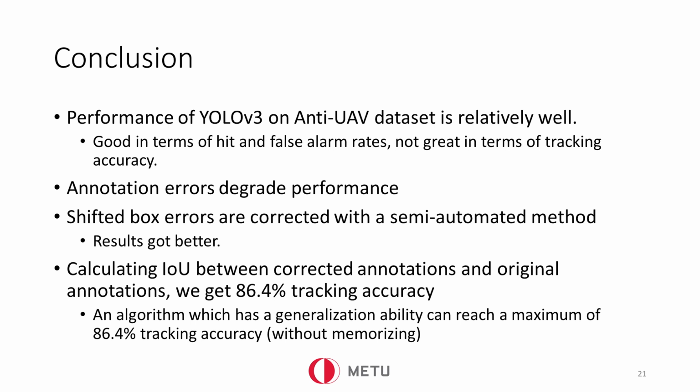And finally, when we take intersection over union between the corrected annotations and original annotations, we get 86.4% tracking accuracy. We can deduce that an algorithm which has a generalization ability can reach a maximum of 86.4% tracking accuracy without memorizing.